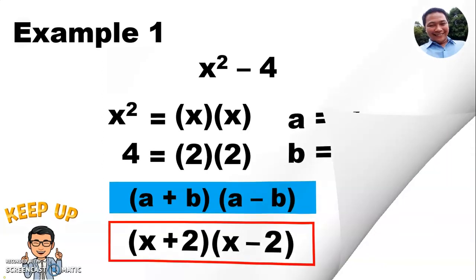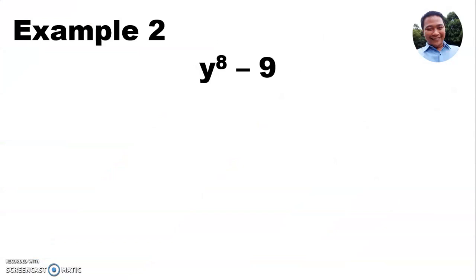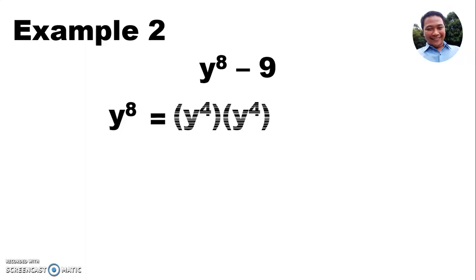Let's have another example. y raised to the 8th power minus 9. Following the steps, the first term here is y raised to the 8th power. What is the number or expression whose product when multiplied to itself is equal to y raised to the 8th power? Yes, it's y raised to the 4th power. So your a here is equal to y raised to the 4th power.